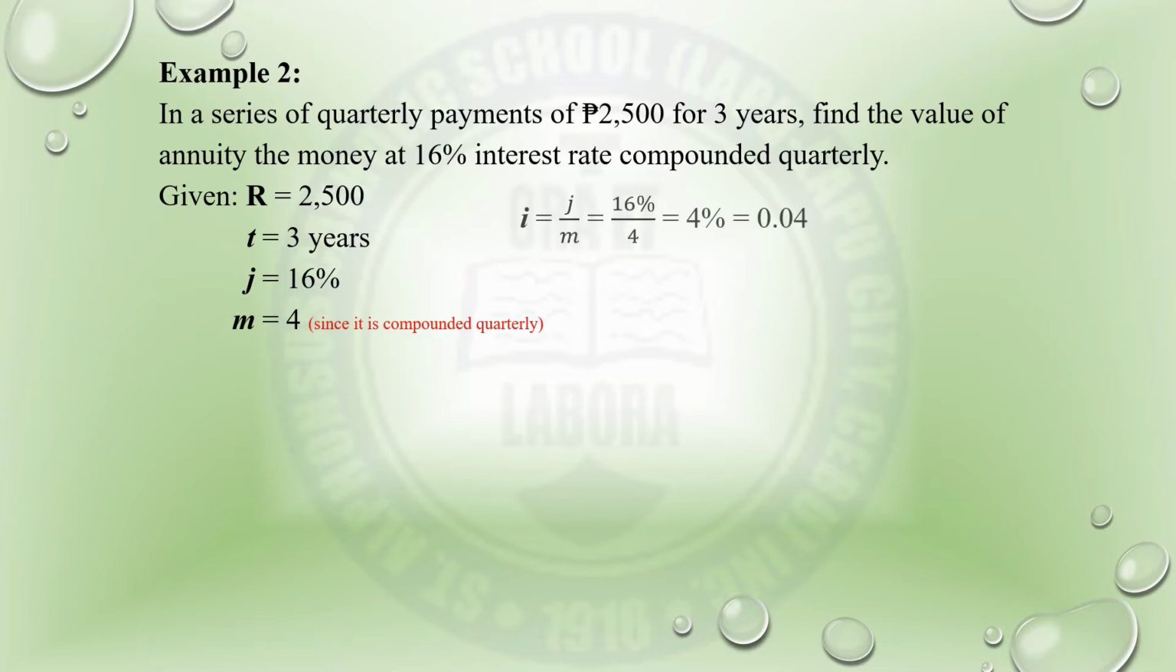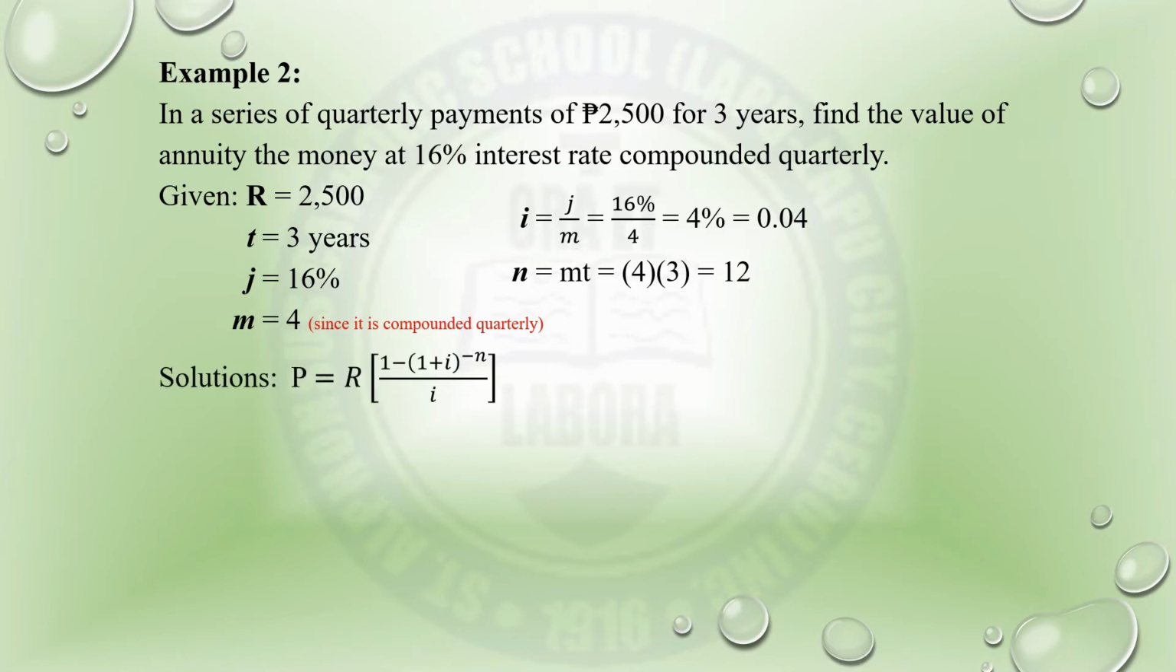So to get the value of I, which is our interest rate per conversion, is equal to J over M, in which we have to substitute the values of J and M, and the process will become 16% over 4, and the answer is 4% or 0.04. Get also the value of N, which is the total number of conversion periods. So it is the product of M and T. So substitute the values of those variables, and they are 4 times 3, and the answer is 12.